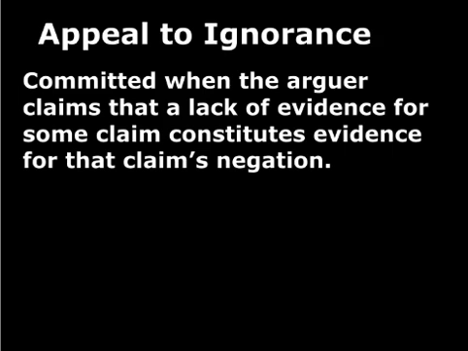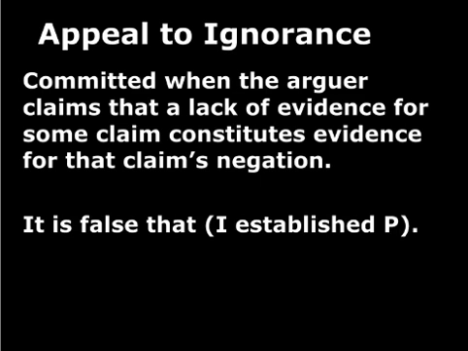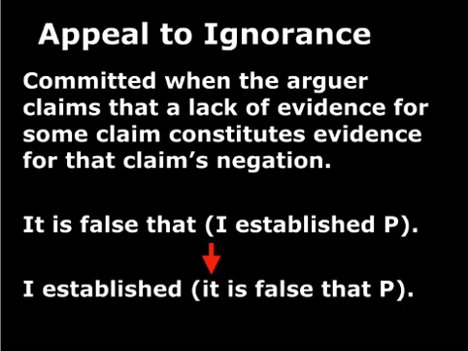Next up, appeal to ignorance. This is committed when an arguer claims that a lack of evidence for some claim constitutes evidence for that claim's negation. That's a little bit of a mouthful, but you can see what this means. It's a move from something like, it's false that I established P, to, I established that it's false that P. And those two things don't mean the same thing, right?